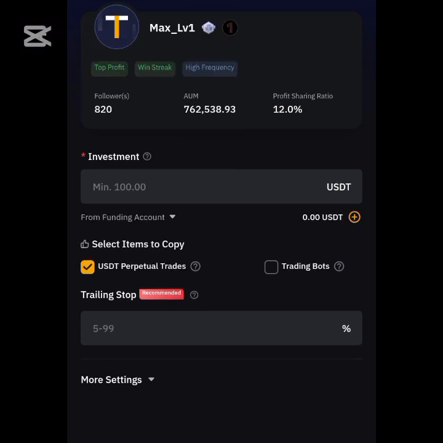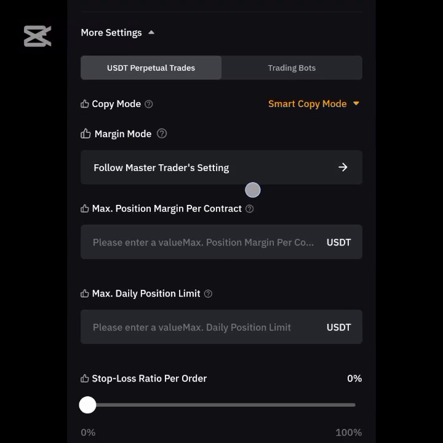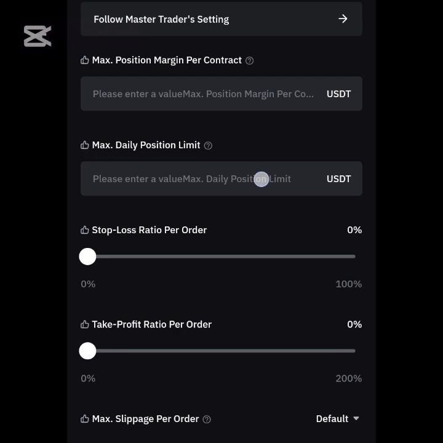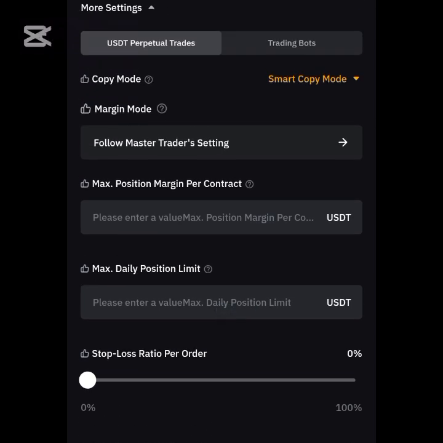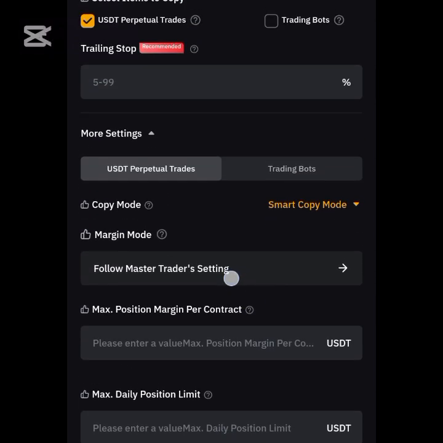Based on your budget, you can select whoever you want to go with. I should mention that as well. So this guy, we'll be going with this $100. Now, to go ahead, you have to select this option, more settings. You can see take profit, stop loss, max daily position limit, max position margin, copy, and other stuff.